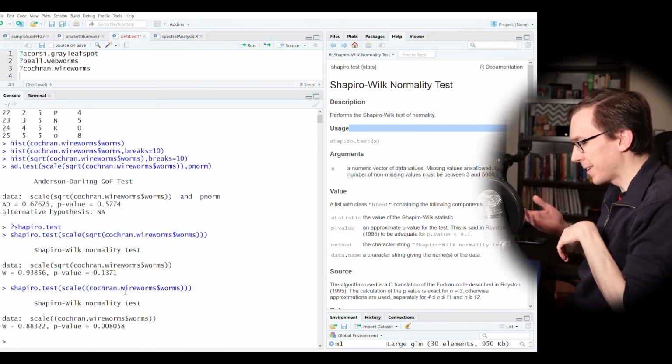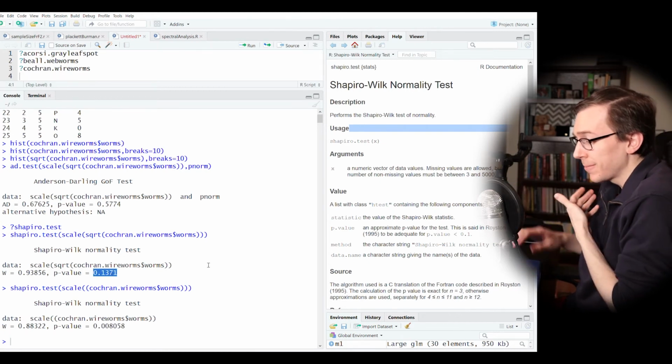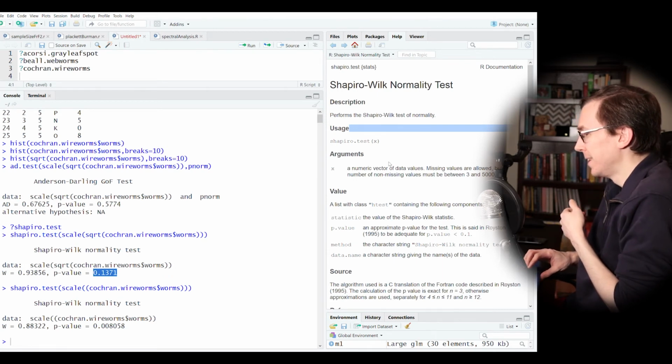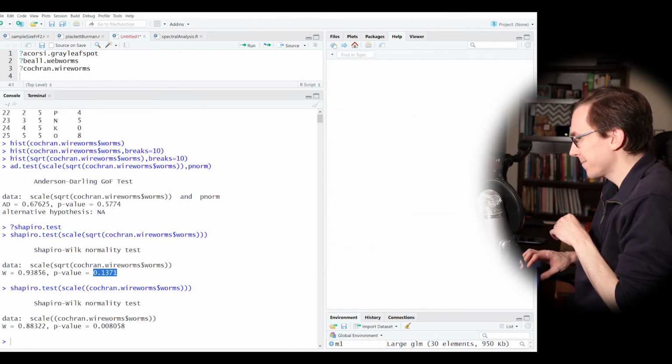I say I shouldn't doubt Cochrane because if you notice, before we take the square root, we get a very significant p-value saying it's not normal. After the square root, it's actually not too far from normal. Granted, it is still discrete, but it's not as bad as it could have been.